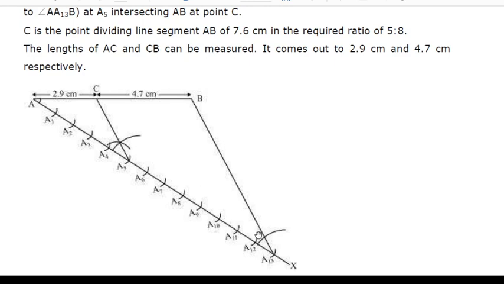You have joined this line. Now you draw a parallel line to it, on point A5, with the help of a set square, not a protractor or compass. With the help of the set square we draw a parallel line on point A5. That is our required answer. This parallel line divides our required line into the parts 5:8. This is now 2.9 and this is now 4.7.